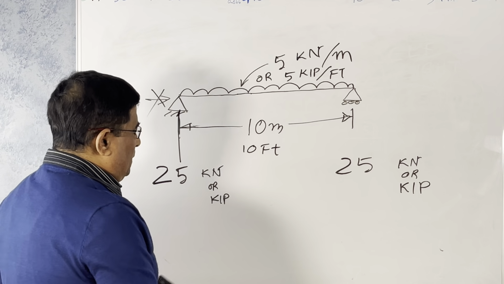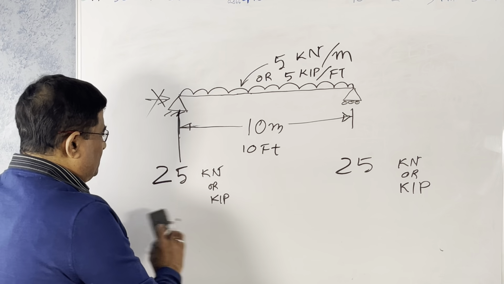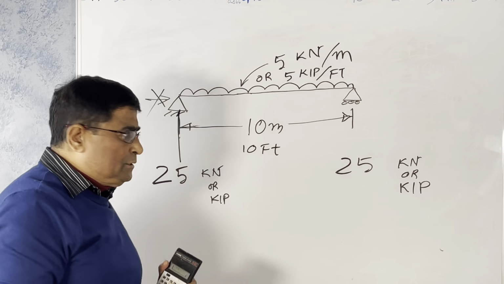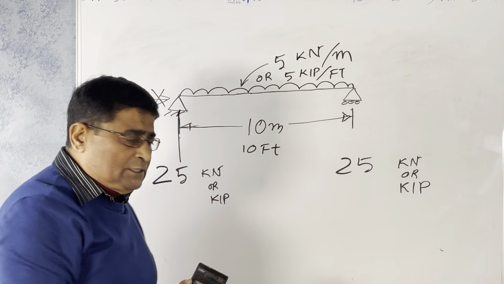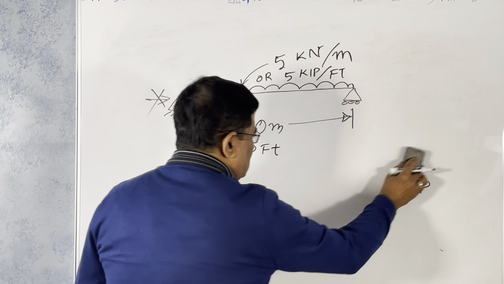So now 25, 25. Now what happens? How do we find the reaction? The reactions are like this. What is the shear force? Let us calculate the shear force.